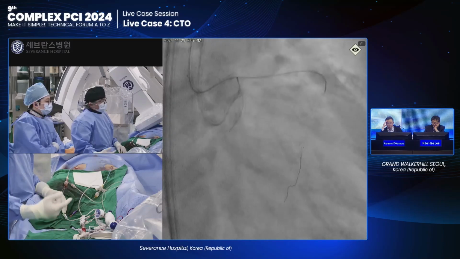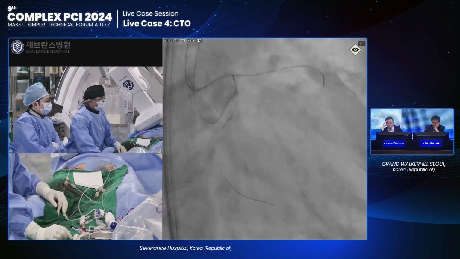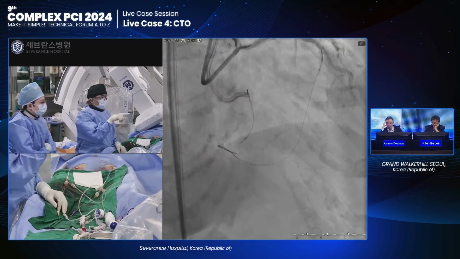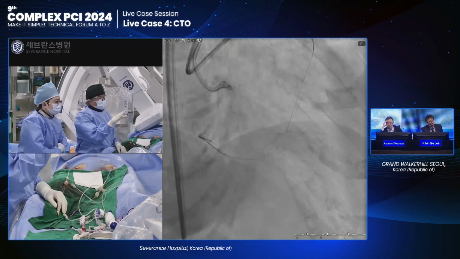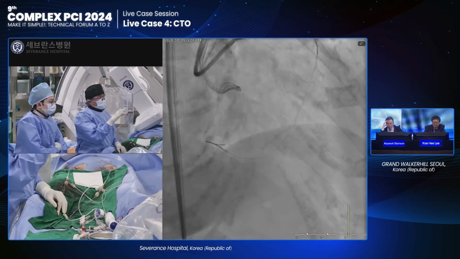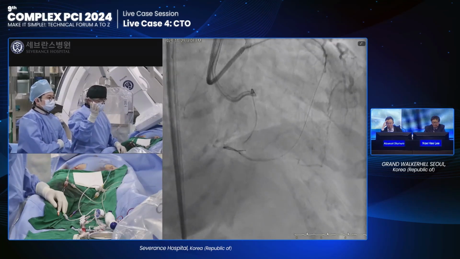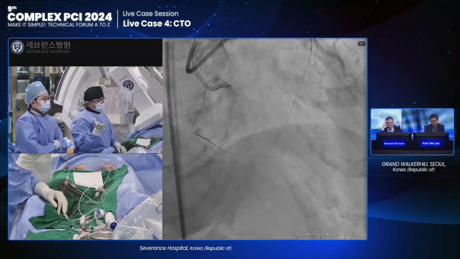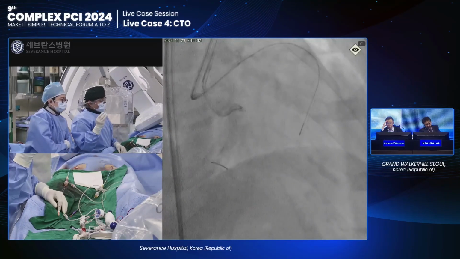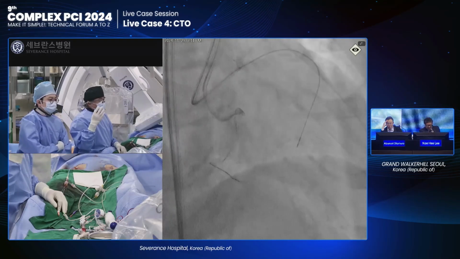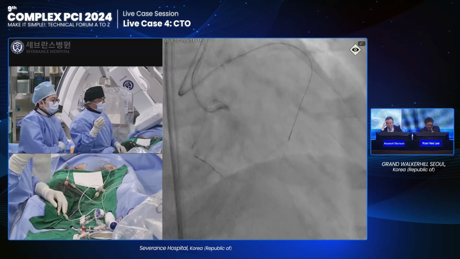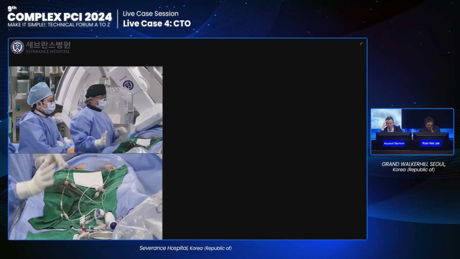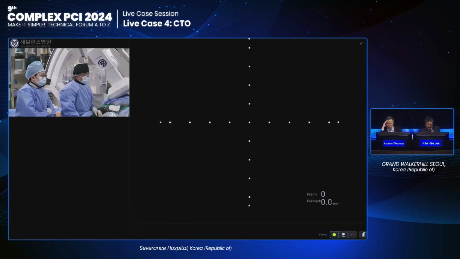Then after that, the wire easily went past the PDPL branch. So this is the RAO and LAO image. You can also clearly see the distal landmark, so this is kind of a mark stent approach. Next one, after advancement of the retrograde catheter, I used the Corsair Pro, both Corsair Pro. And then next one.